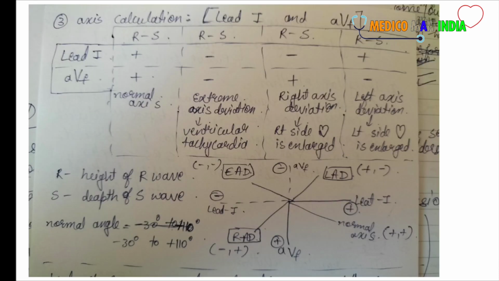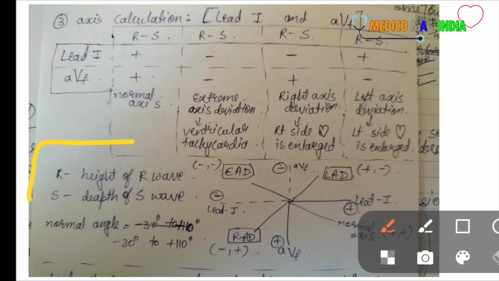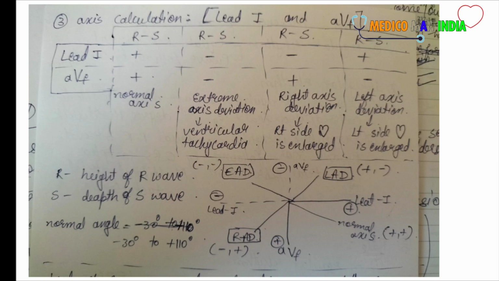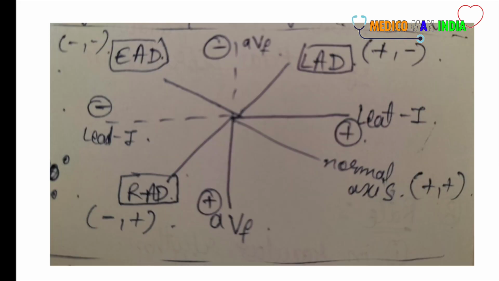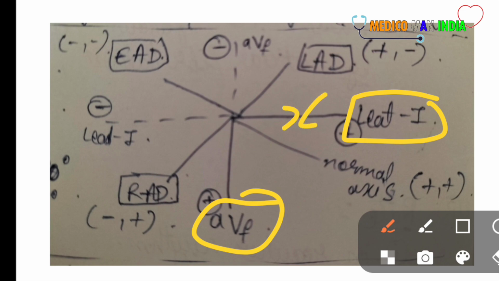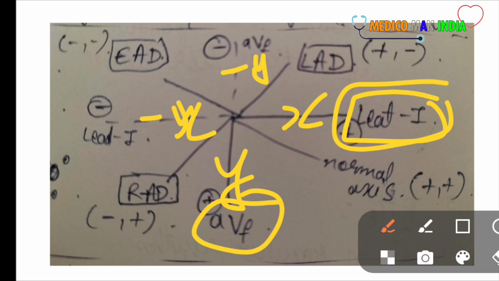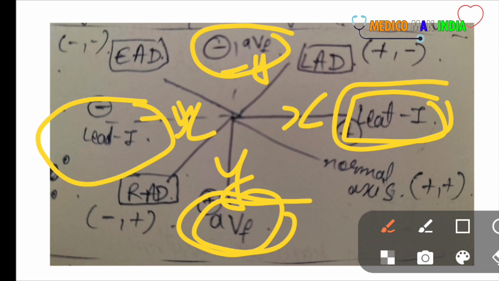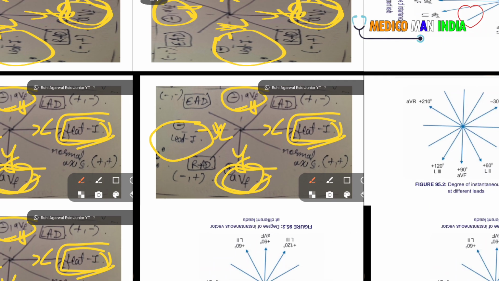So, understanding more deeply, R is the height of the R wave and S is the depth. The normal angle is minus 30 to 110. Here is one diagram, let me show. Here you can see this is lead 1 and here is AVF. Take this as the x-axis and this as the y-axis. This is the negative x-axis and this is the negative y-axis. On the x-axis there is lead 1 and on the y-axis we have AVF. This is minus of AVF, this is minus of lead 1, and these are plus.